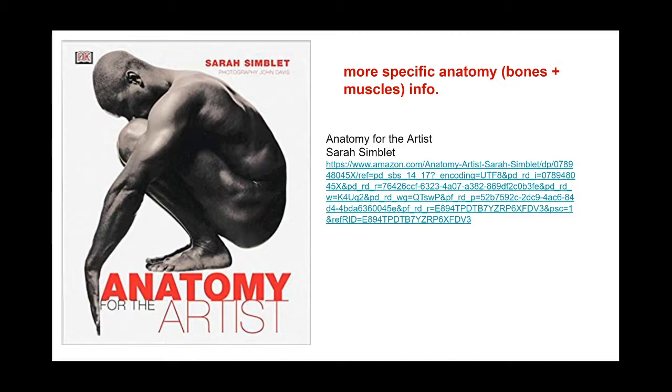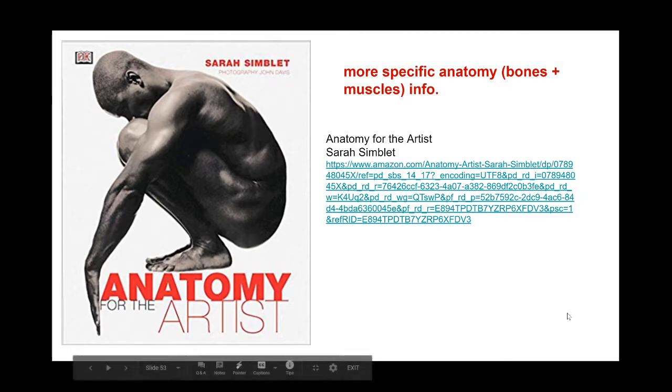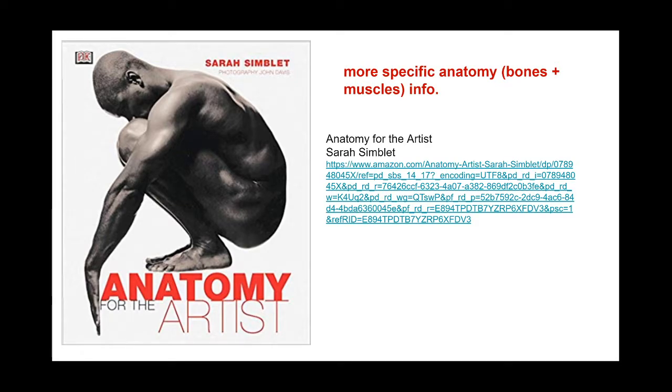And then this one, for more specific anatomy info, like if you have questions about bones and muscles, this book by Sarah is also really good. One thing I really like about this book is that it has some transparent pages. The bottom page is the regular human body with skin, then you have one transparent layer on top that has the muscles and another transparent layer on top that has the bones. So you can actually see how the muscles and bones all interact together to form one complete limb or body. That's why I like it.